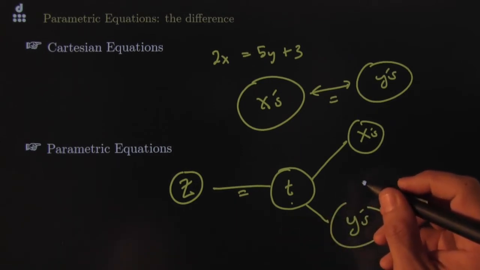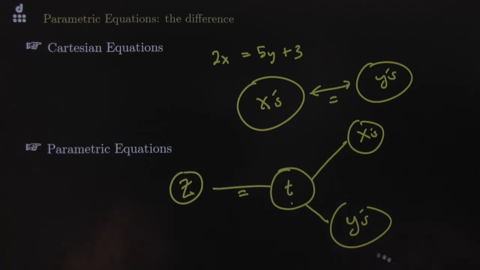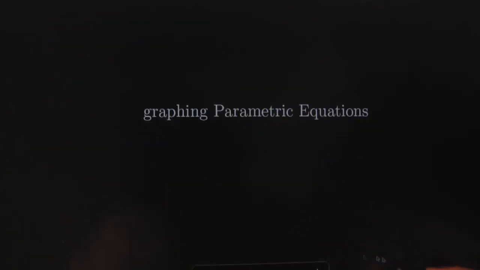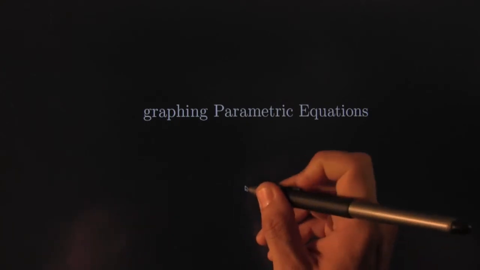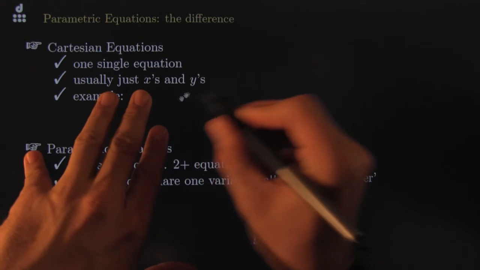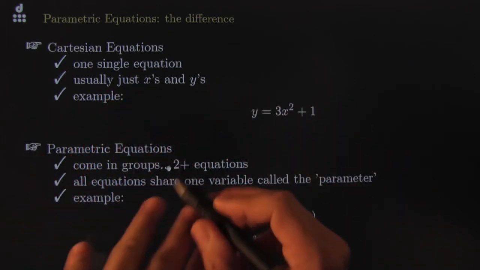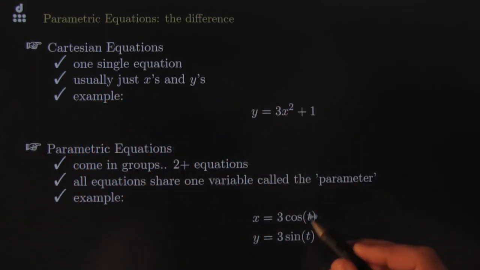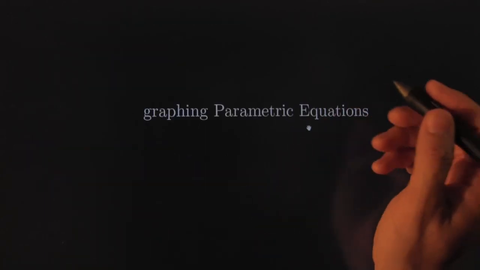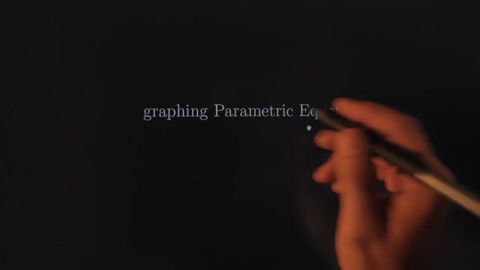Let's see how that would look like. So let's clean this up. So here's a summary. One single equation, usually x's and y's. Here's an example. Parametric, many equations. One common variable shared, called the parameter. Alright, let's go on and let's do some graphing of parametric equations, just for fun.